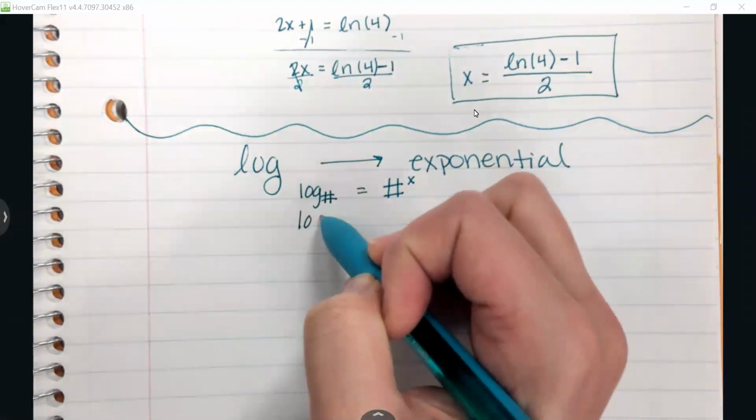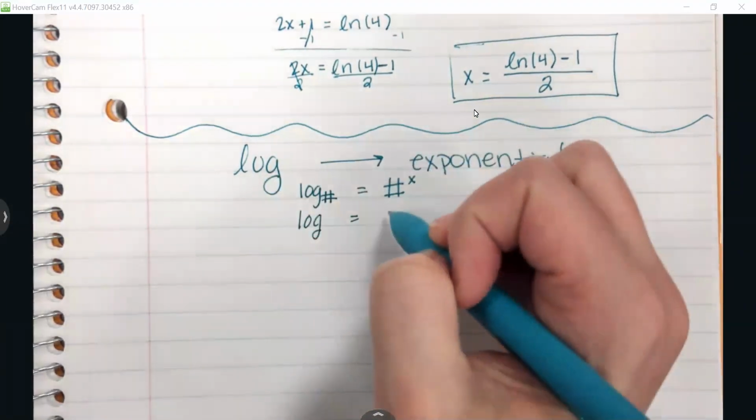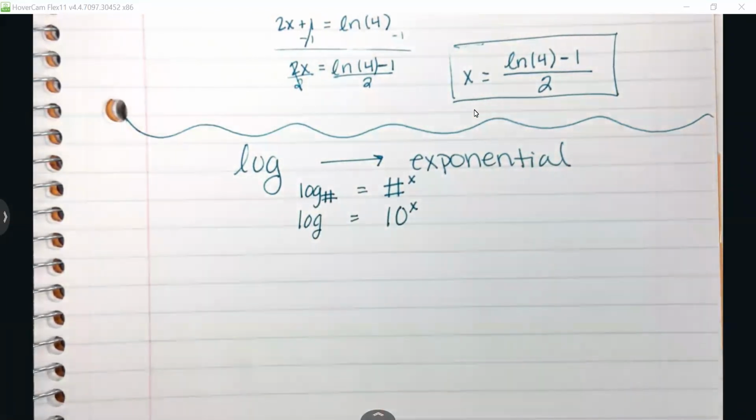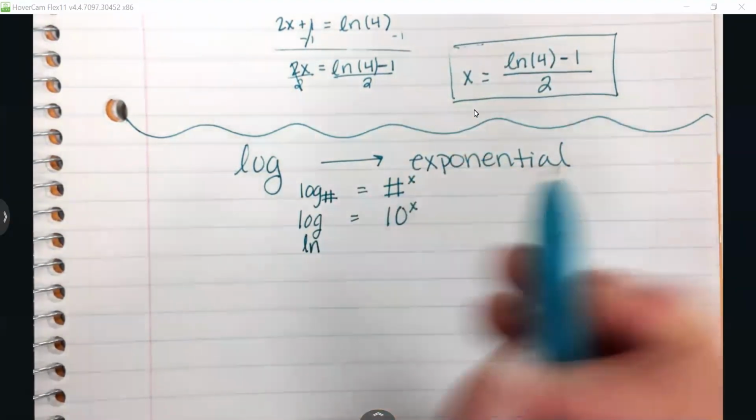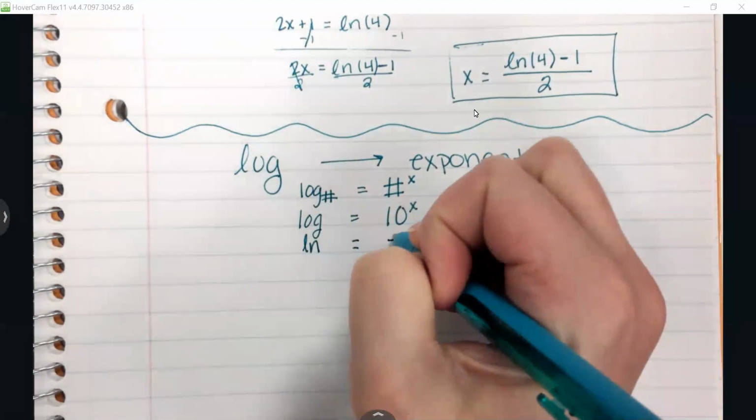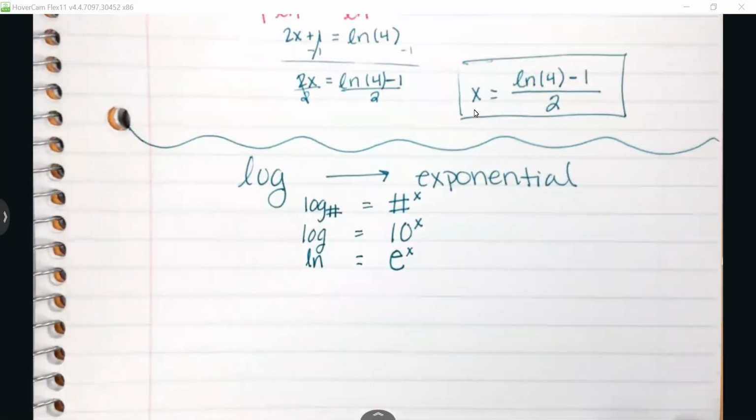If my log has no base, what do I automatically know that base is? A 10. So my base is a 10, so it would be the base of my exponent, a 10. And the last one would be if I had an Ln. An Ln, the only thing it can turn into is the letter E with an exponent, okay?